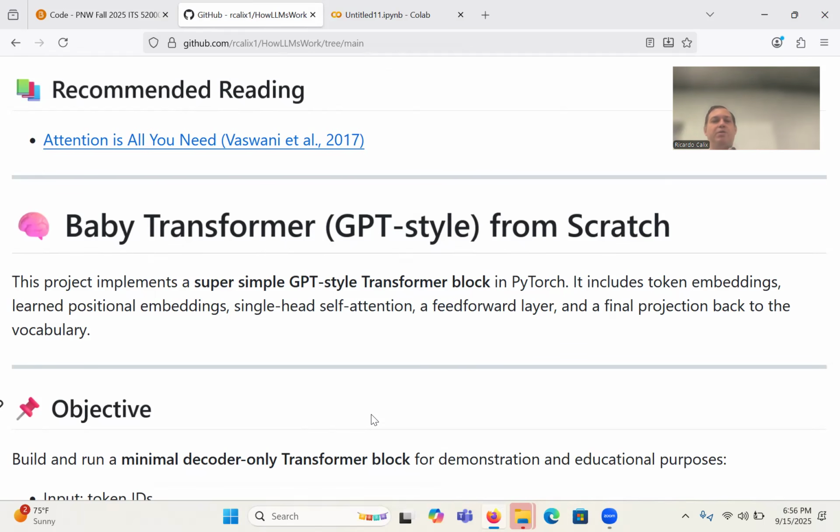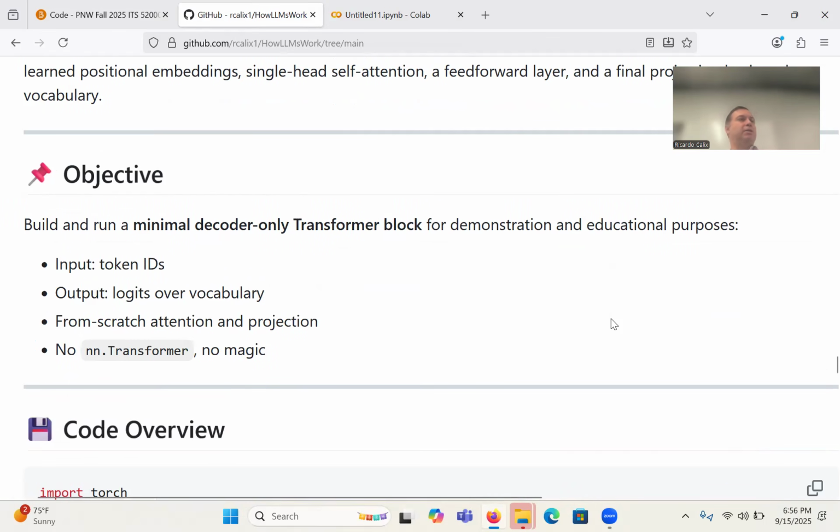This project implements a super simple GPT-style transformer block in PyTorch. It includes the token embeddings that we've already discussed, learned positional embeddings we've already discussed, a single head attention, the QKV we've already discussed, a feed-forward layer, which we already discussed, and a final projection back to the vocabulary, which is the only thing I haven't focused on, but it's very easy at this point. The objective is to build and run a minimal decoder-only transformer block for demonstration and educational purposes. The inputs are going to be the token IDs. The output is logits over the vocabulary.